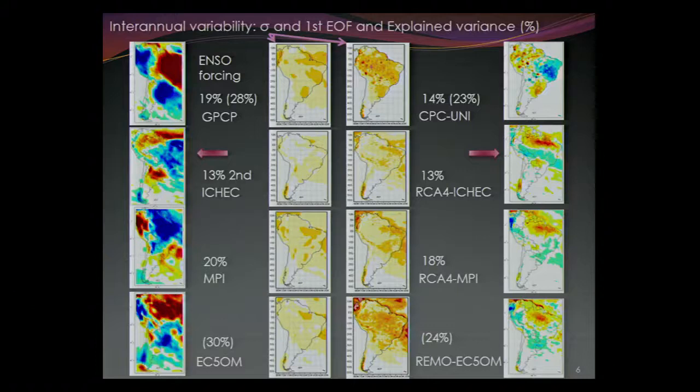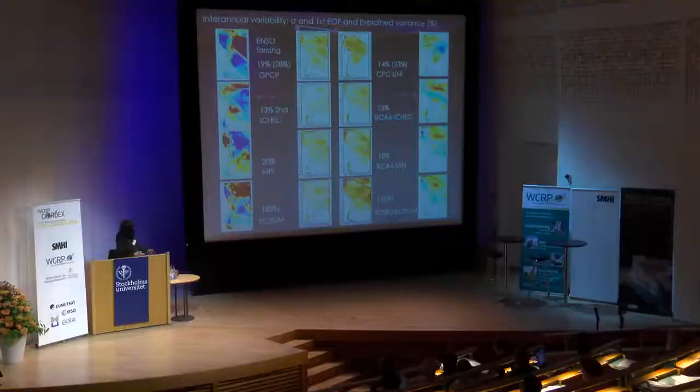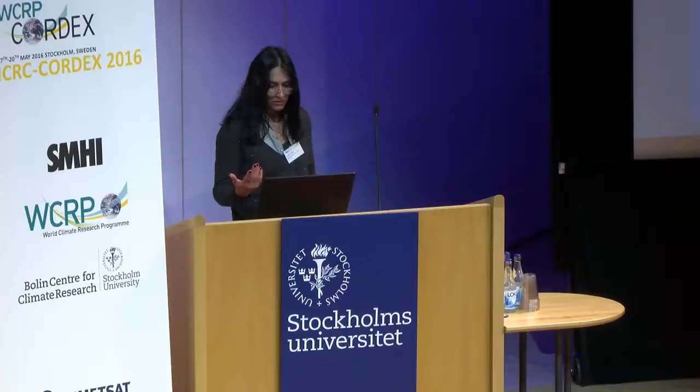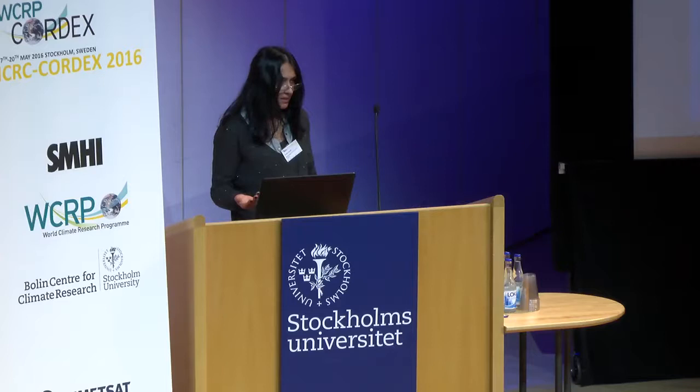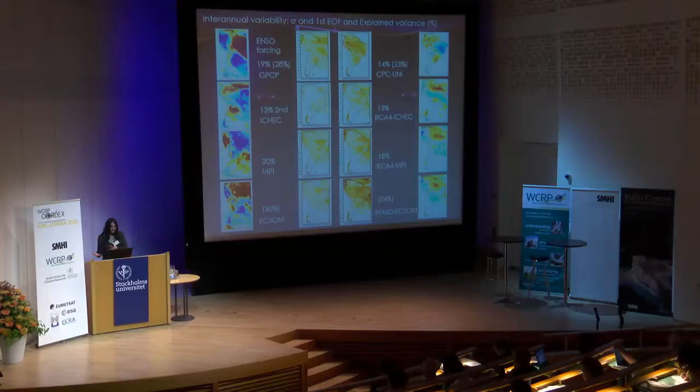here, the RCA model is a little bit better than the other version, but it's still not really good at capturing this variability pattern. And the REMO model is doing a fairly good job, but the center of action in northeast Brazil is not captured. So we can't really say that on the interannual variability time scale, the regional models are doing better. And we didn't expect that, really, because the main forcings should be well captured by the GCMs in order to translate that information to the regional climate model.